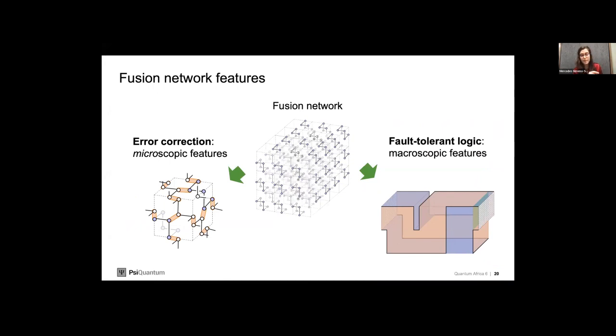And so there are multiple resource states that can be used. In fact, this is one area where we actively look for the ones that give us the best cost benefit, as well as multiple different fusion operations and fusion networks that can enable different aspects. Of course, depending on which gates are physically more possible or easier to implement, there might be different schemes.